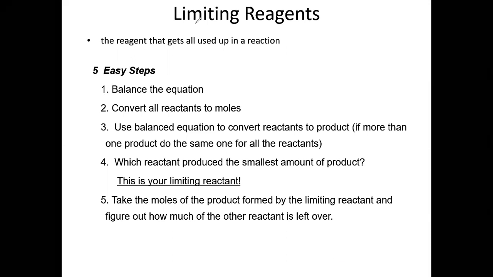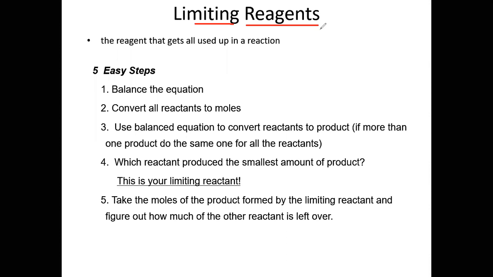One thing is we have to determine the limiting reagent. So the limiting reagent is the one that gets all used up in a reaction. Sometimes in a problem you may see keywords like excess of a particular reactant. That would indicate that the other reactant is the limiting reactant. But sometimes it'll give you the amounts of both reactants, and you'll have to determine which one is the limiting reactant, so the one that gets all consumed in the reaction.